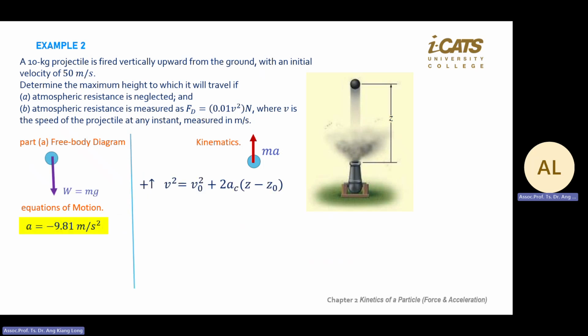Again, this is the third set of equations. You have 3 Newton equations, and this is the third one. V square equal to VO square plus 2AZ, or 2A delta S, or change of displacement. V is given, VO is given, 50 meter per second. A is given, Z you know. This is Z, right? Z minus ZO, ZO is 0. So we have two unknowns there, V and Z.